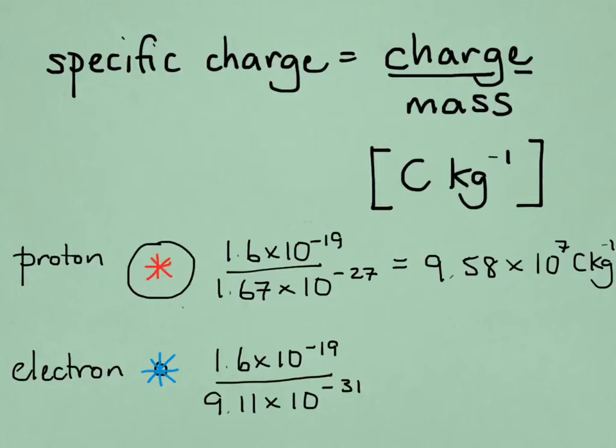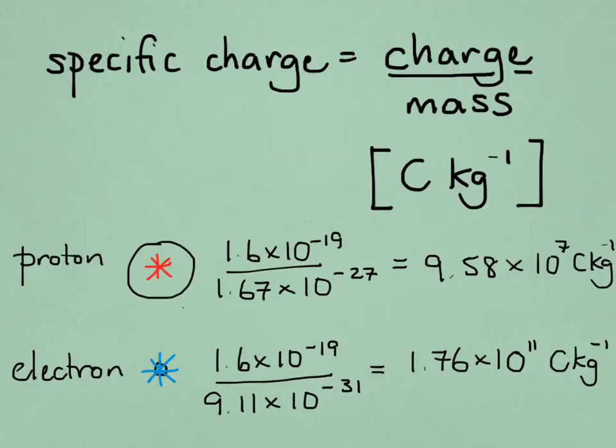And if we look at the mass of an electron, it's 9.11 times 10 to the minus 31 kilograms. So, again, our calculators give us 1.76 times 10 to the 11 coulombs per kilogram. Much bigger, you'll notice, 10 to the 11, than the proton, which is 10 to the 7. And this number here is actually the highest value of any particle for the specific charge.